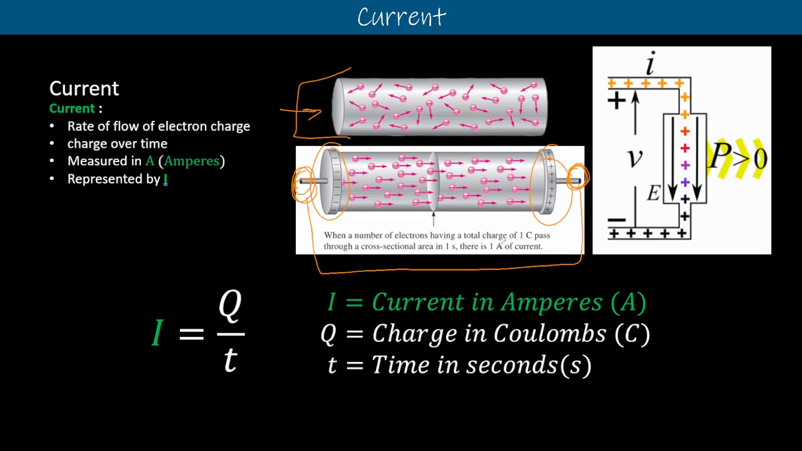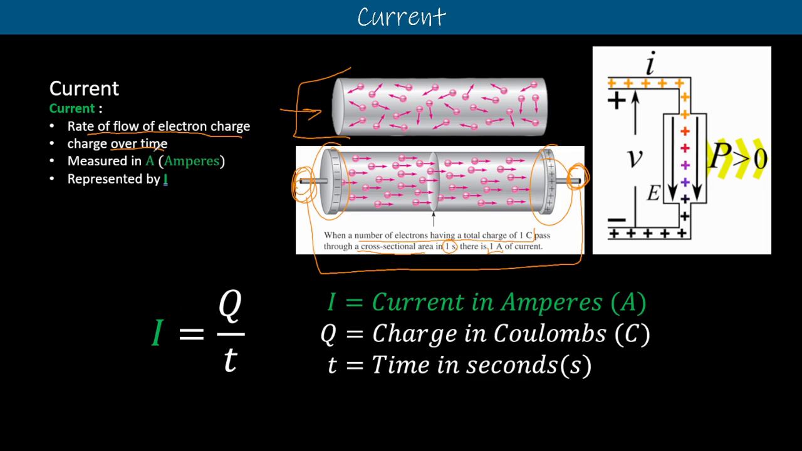to flow through. So we're going to call current the rate of flow of electron charge over time. Right? And that means specifically when the number of electrons that have a total charge of one coulomb goes through a cross-sectional area in 1 second, we're going to call that 1 ampere of current. So it's a factor over time.